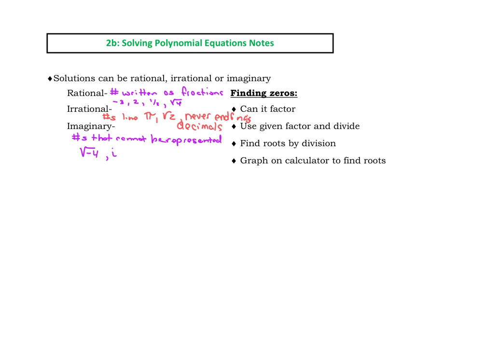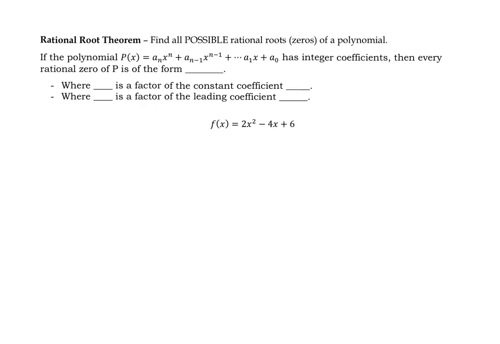Irrational numbers are numbers like pi, square root of 2. These are never-ending decimals, and they're non-repeating. And then imaginary numbers are numbers that can't be represented in any way, like the square root of -4. Well, it can't be negative, but we do have solutions with them, so we call them imaginary, and use the letter i to represent them.